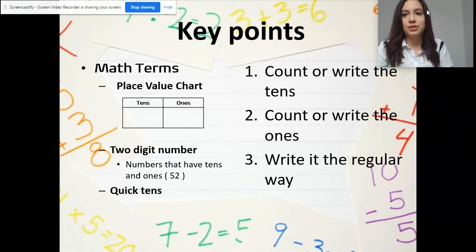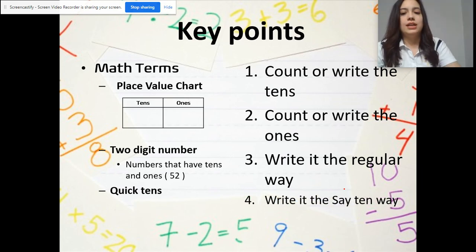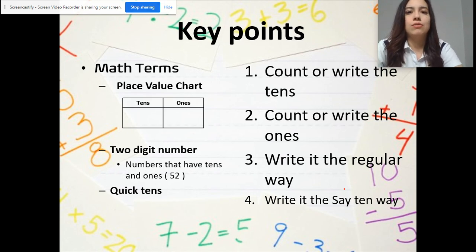Let me move my screen up here so you can see step 4. And step 4 is we're going to write it the say 10 way. What is step 4? Write it the say 10 way. And if you say, well, Ms. Gomez, how are you going to do that? Well, that just means that we're going to write how many 10s and how many 1s a number has. And that's it, which you guys already know. Are you guys ready to start?